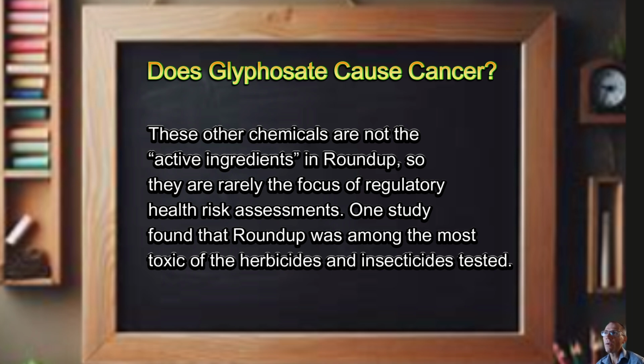Think about what we're saying here. The reality is that when you look at a product like Roundup or anything that contains glyphosate, the EPA says it's not likely to cause cancer. At the same point in time, you will see studies that show that these types of products can be among the most toxic of herbicides and insecticides tested. The point being made here is you need to follow the label and you need to wear the correct PPE.